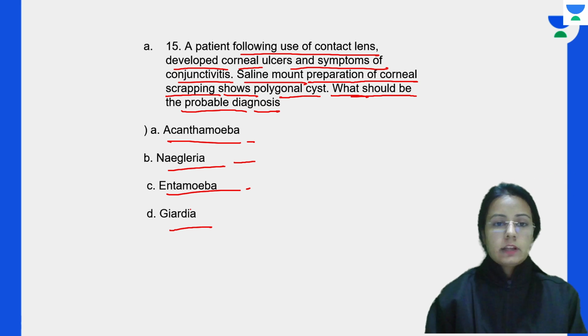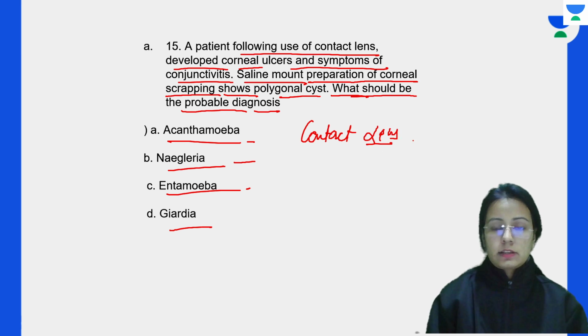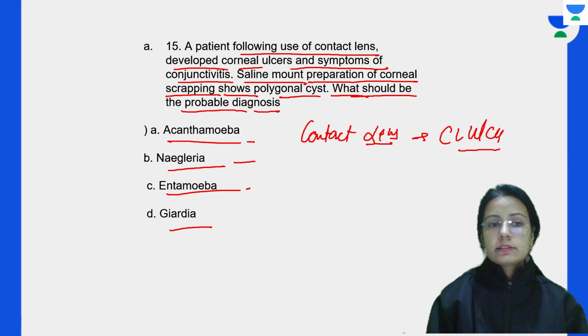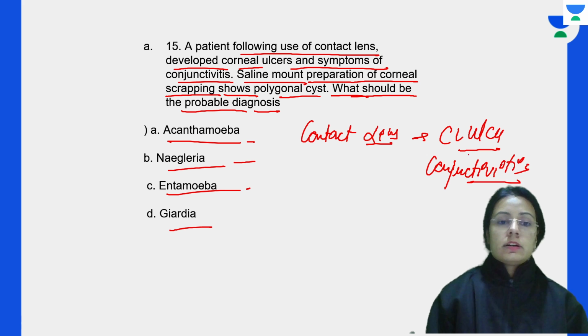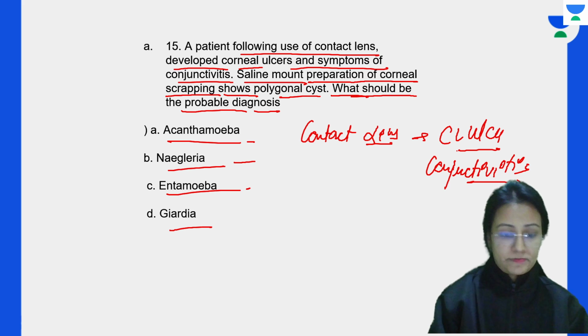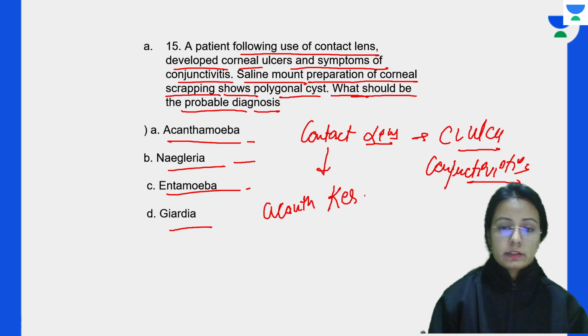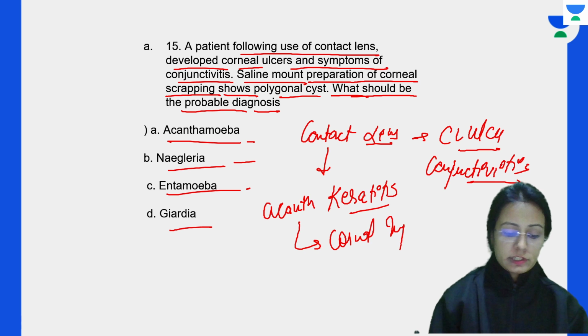Yes, what is the answer? Now, the patient has a history of using contact lenses and developing corneal ulcers and symptoms of conjunctivitis. Corneal scraping shows polygonal cysts. What should be the probable diagnosis? Now, this is hinting towards Acanthamoeba keratitis, which is associated with corneal injuries complicated by exposure to water and soil.